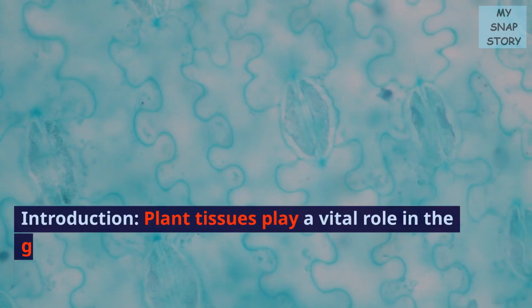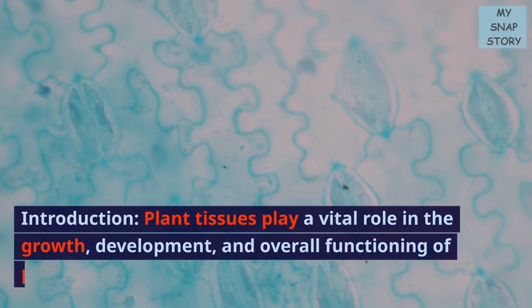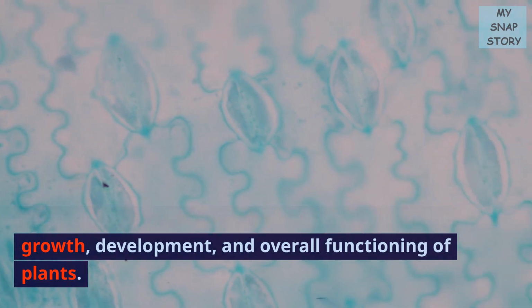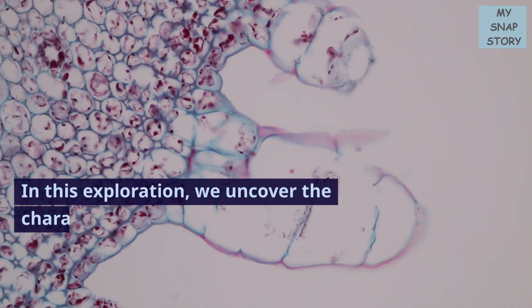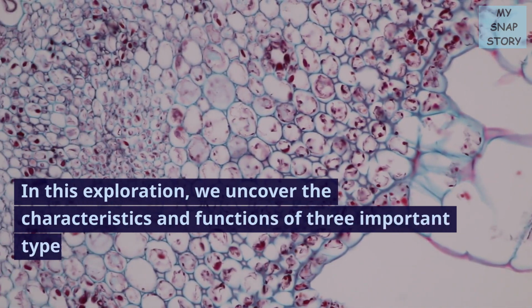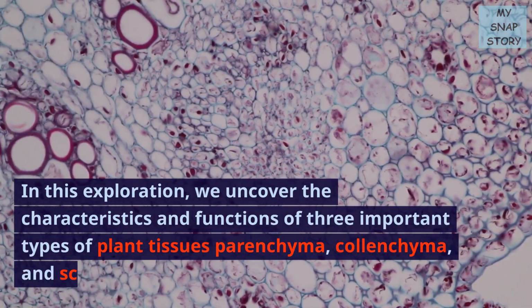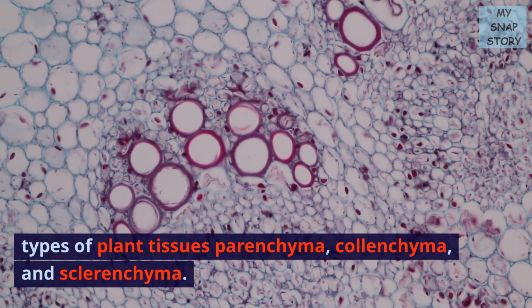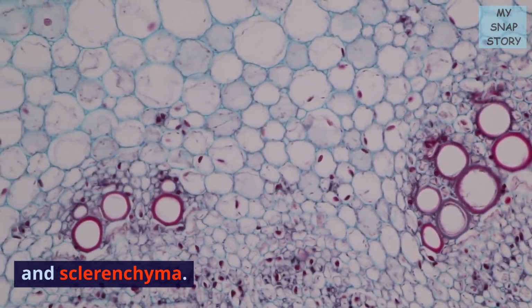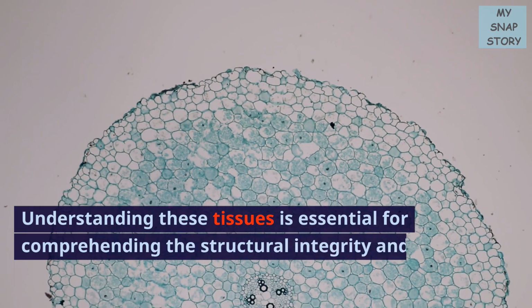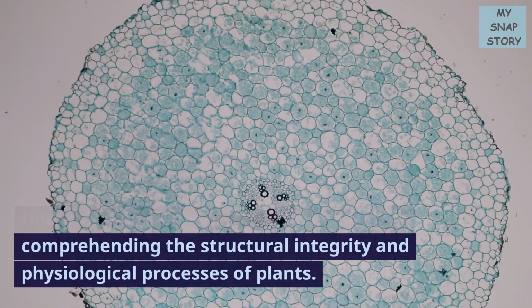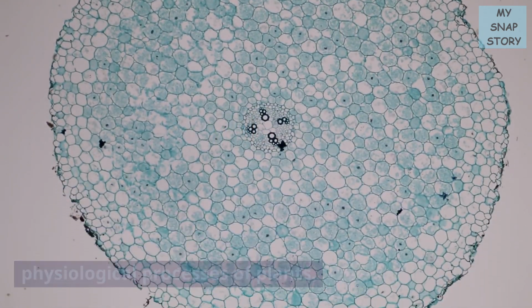Introduction. Plant tissues play a vital role in the growth, development, and overall functioning of plants. In this exploration, we uncover the characteristics and functions of three important types of plant tissues: Parenchyma, Collenchyma, and Sclerenchyma. Understanding these tissues is essential for comprehending the structural integrity and physiological processes of plants.